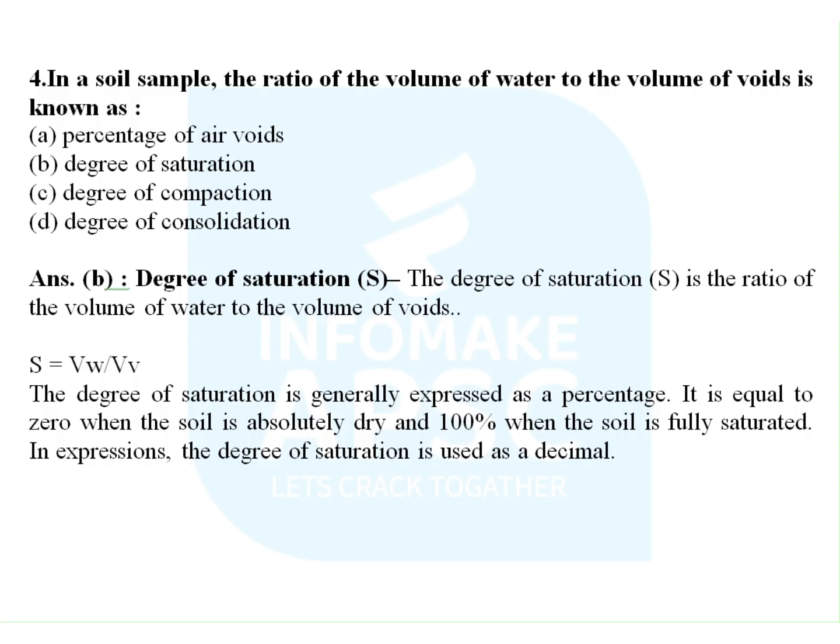Degree of saturation, S. The degree of saturation, S, is the ratio of the volume of water to the volume of voids. S is equal to Vw over Vv. The degree of saturation is generally expressed as a percentage. It is equal to 0 when the soil is absolutely dry and 100% when the soil is fully saturated. In expressions, the degree of saturation is used as a decimal.